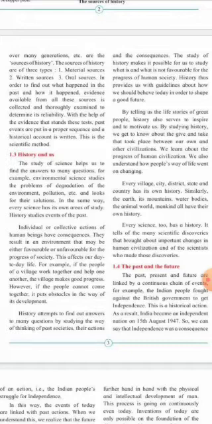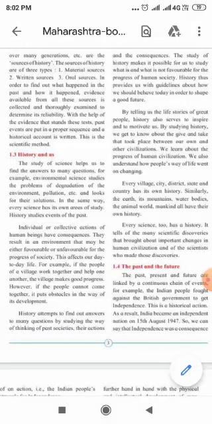It may be the animal world, mankind, mountains, water bodies, places, etc. Even every science has a history too that tells about the discovery. When was the experiment first performed? Who did the experiment? How many times was it performed? All is history. The past, the present, and future are linked by a continuous chain of events.